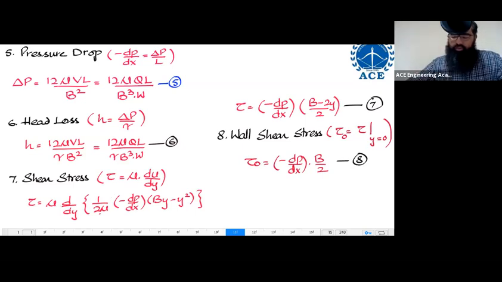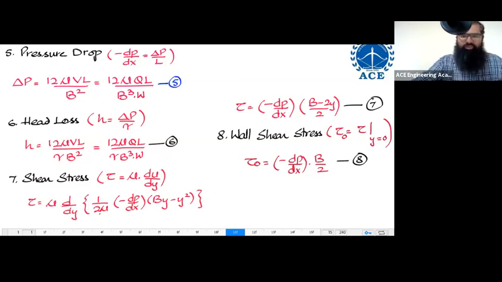Okay, I hope you have taken down all these things. Yeah, you can imagine per unit width, and neglect W also. Better write all these formulas in short notes.